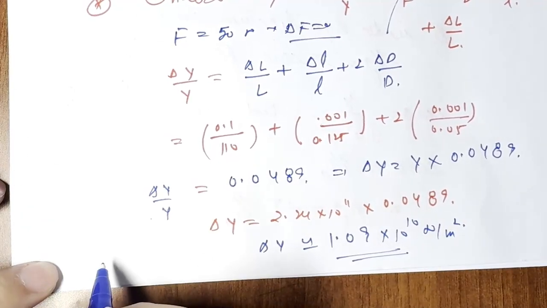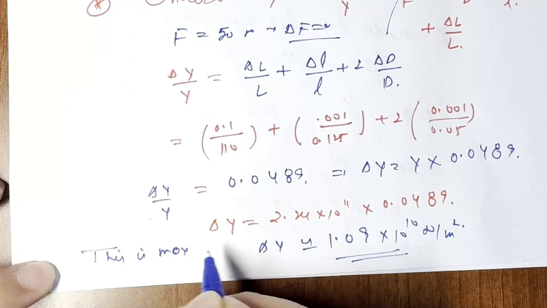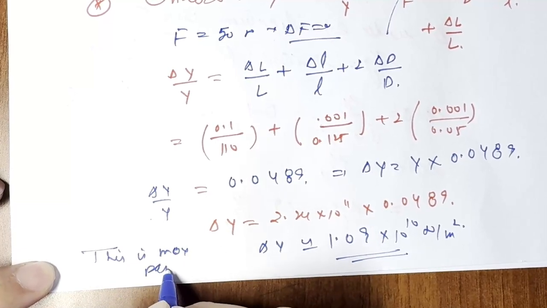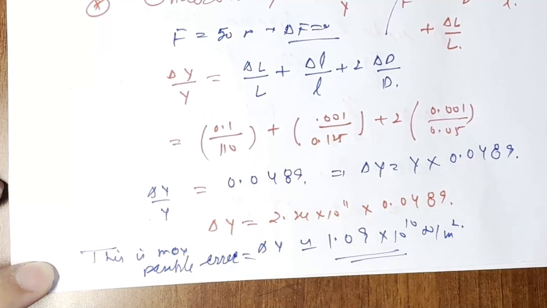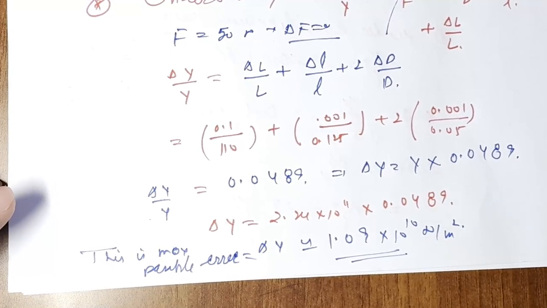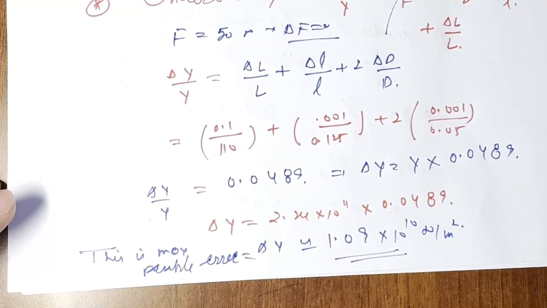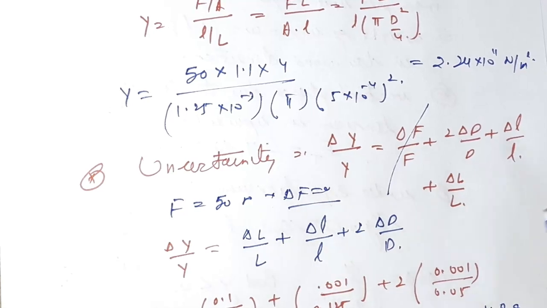So you can write it here, this is the maximum possible error. So this question was also quite simple, directly based on the formula, only the formula is different, and we can find out the maximum possible error, which usually is quite easy to find out. So this completes the question. Thank you.